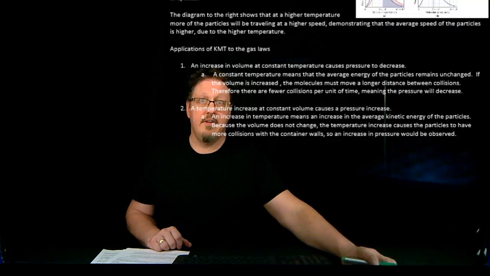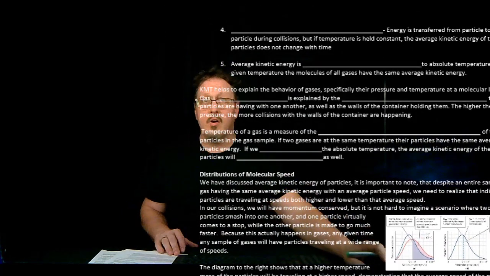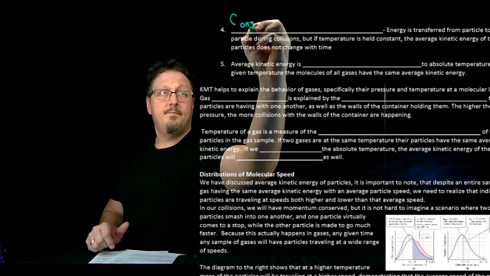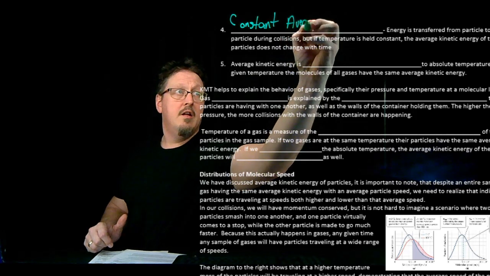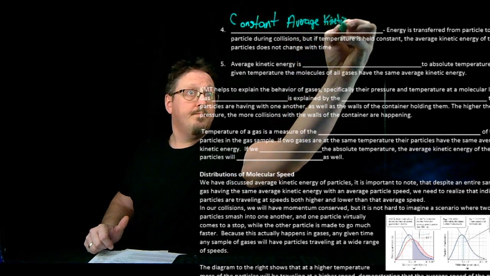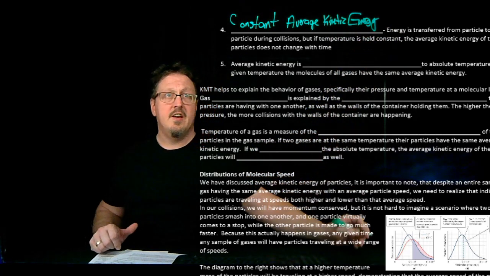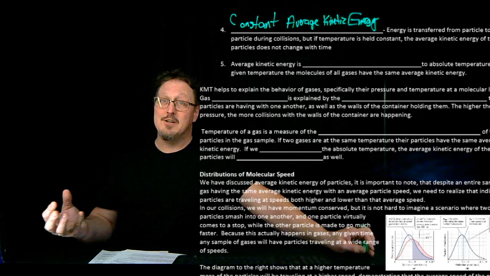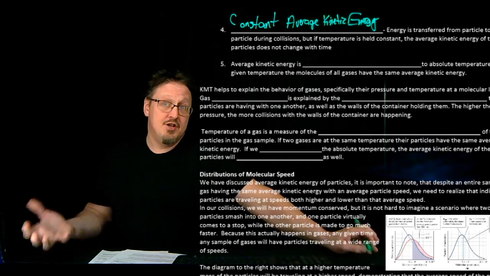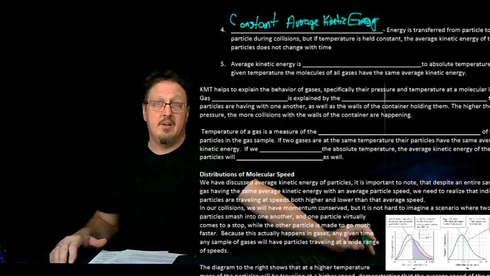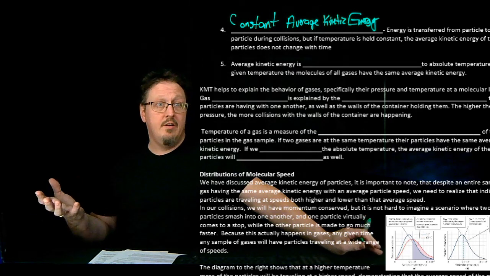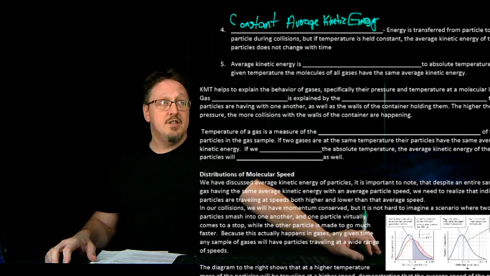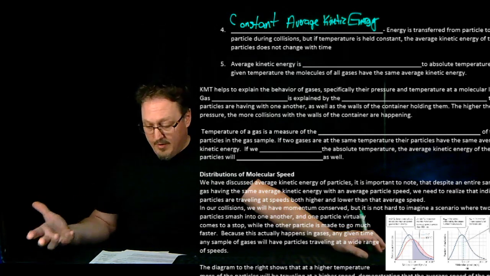All right, so the last fundamental things that we want to talk about with KMT, point 4, is constant average kinetic energy. What that tells us is that energy is transferred from particle to particle during collisions. But as long as the temperature is held constant, the average kinetic energy of the entire collection of gases is going to be the same, and it doesn't change. The temperature component of kinetic molecular theory is a big part of how we talk about gases and how temperature is related to motion of particles. The average kinetic energy is a very big determinant in that particle discussion.